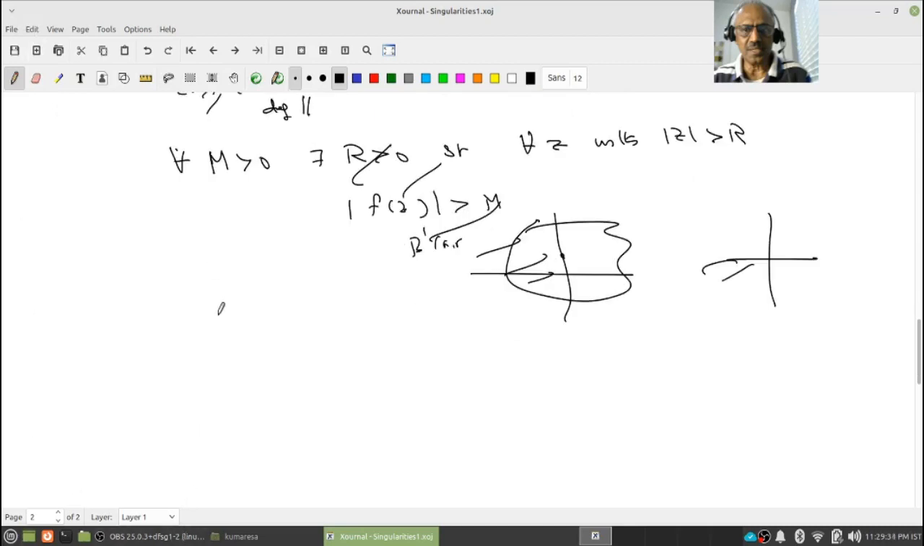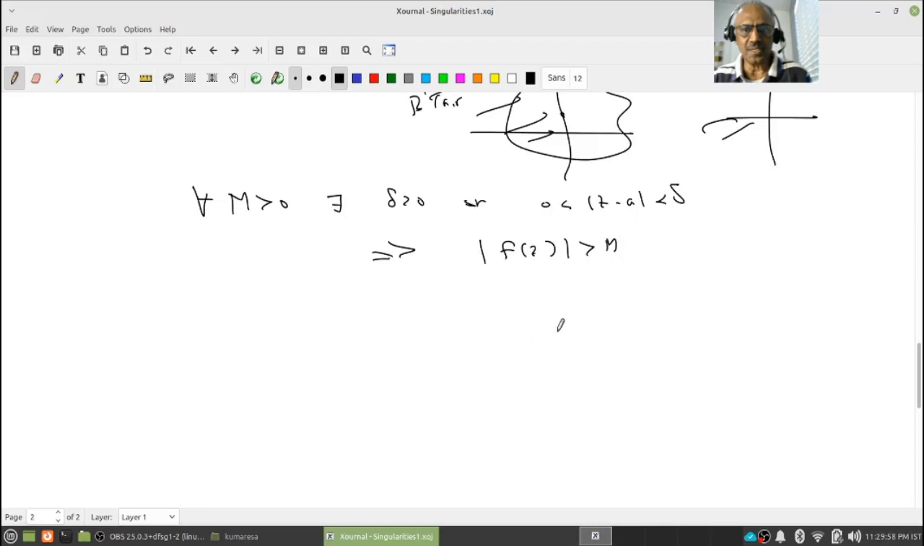What I want to say is limit z tends to A, right? So for every M positive, what do I want to say? There exists a delta positive so that 0 less than mod z minus A less than delta implies mod f(z) is greater than M. It's good that I try to draw a picture so that I got it correctly.